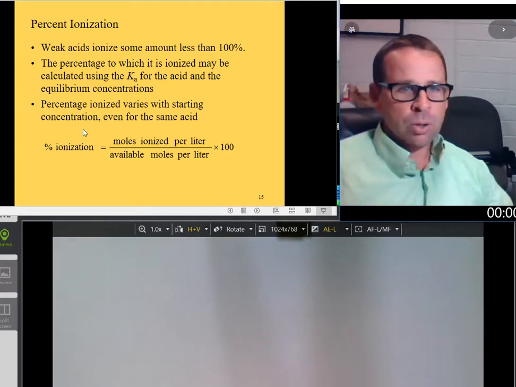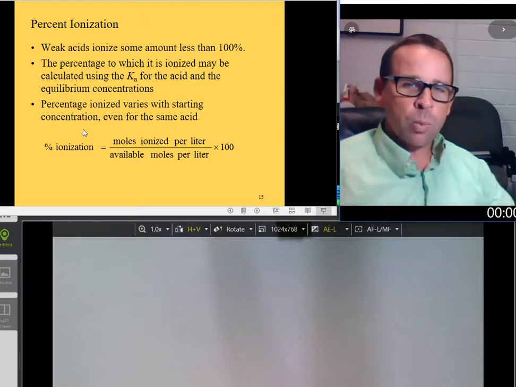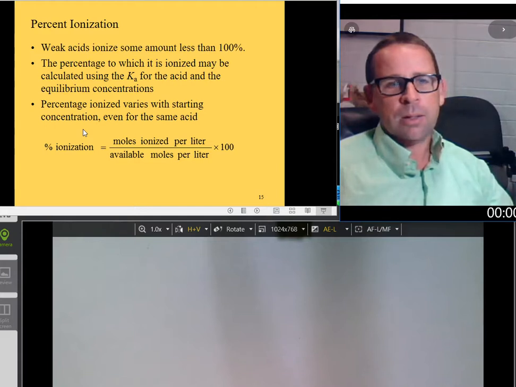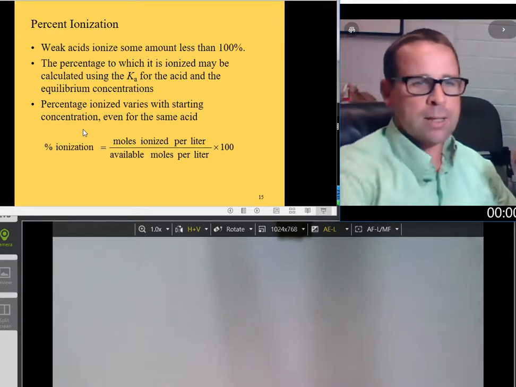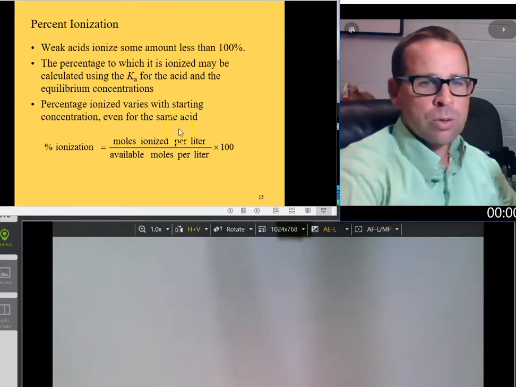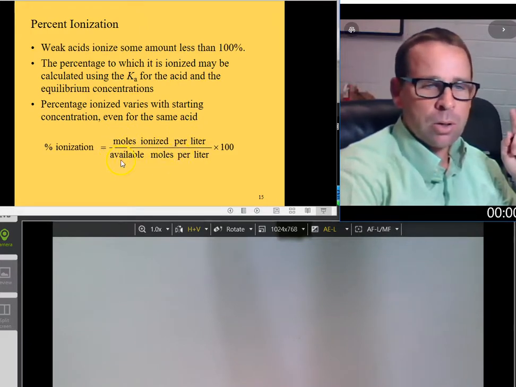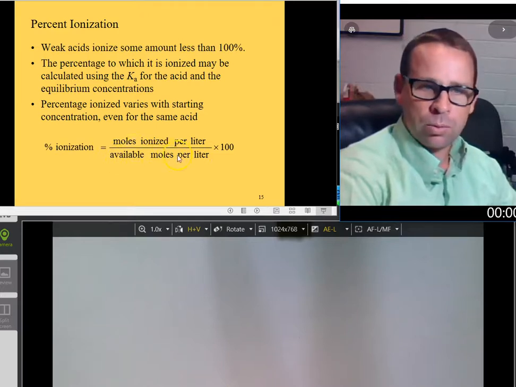But if I told you that only 0.1% of the reactant was actually dissociated, then that's a number that we're more familiar with. Okay? So percent ionization is just the moles of the material that's ionized relative to the moles of total. Moles total.